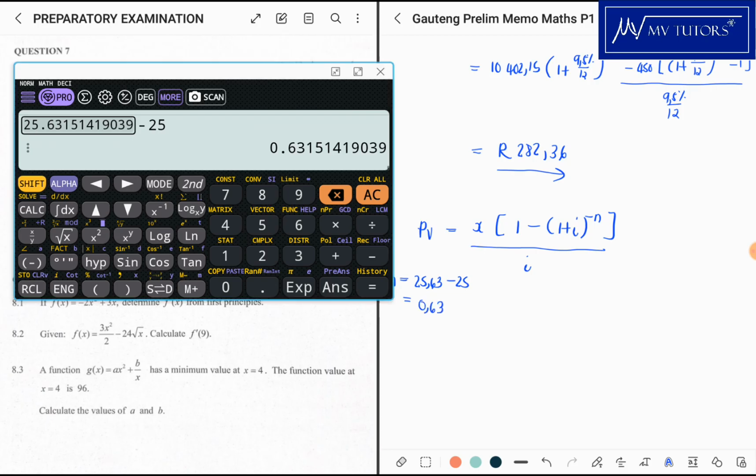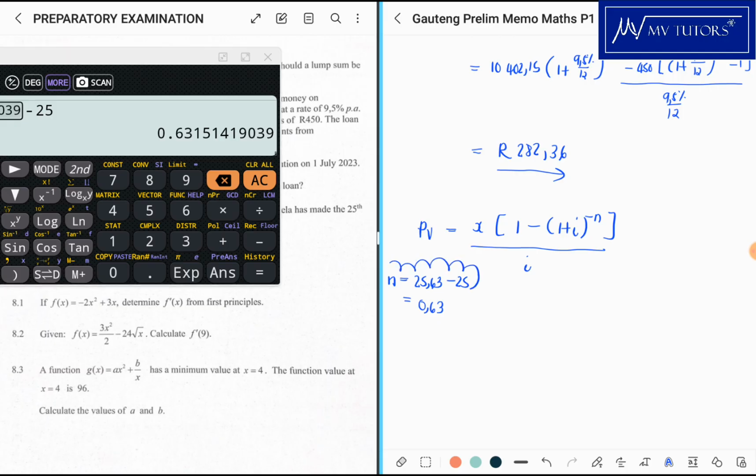That is our n. So that's the difference between the two methods, but we should be getting the same answer. So basically, the outstanding balance, let me rather use OB again, is equal to x, which is 450, and then we have 1 minus 1 plus 9.5% over 12 to the power negative 0.63, and that's divided by 9.5% over 12.